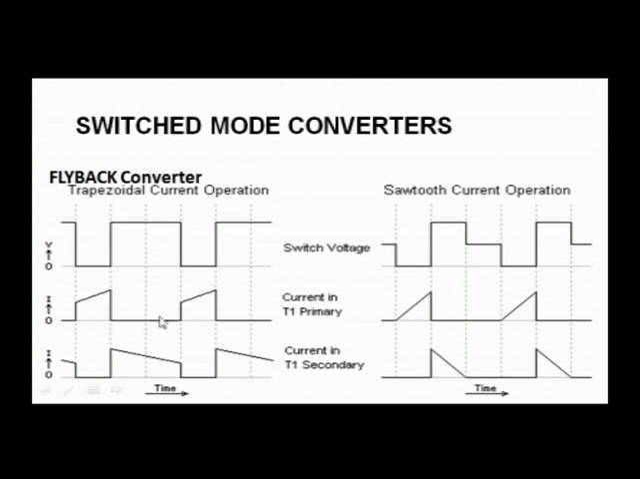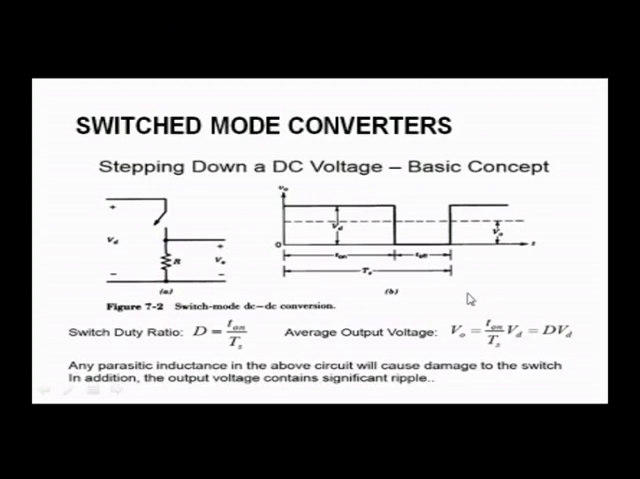At that time there is no current in the primary, but there will be a current in the secondary, and please see that current will slowly decrease because of the discharging which is taking place through the capacitor also. So, this is how the waveforms are going to be in the flyback converter, for you to understand the operation in a better manner.